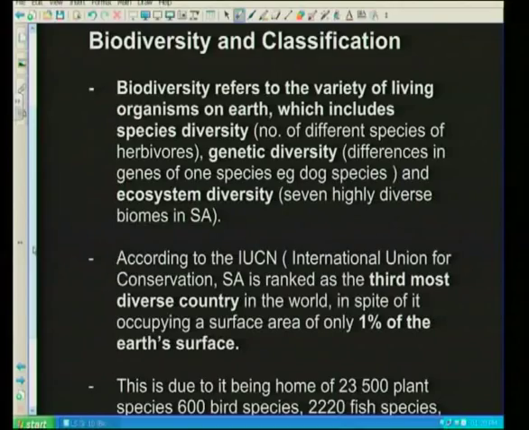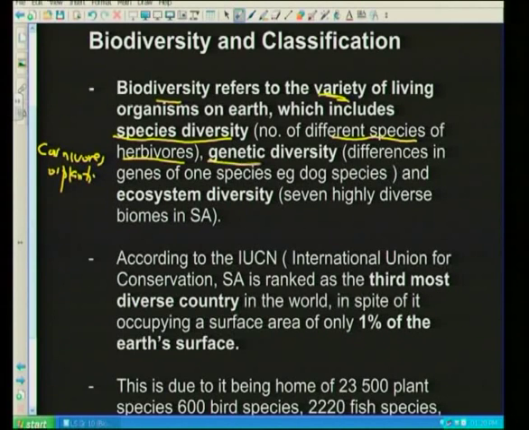Now let us look at the definitions of some of these key concepts. Biodiversity refers to the variety of living organisms on Earth, which includes the species diversity, which is made up of different species of herbivores or carnivores or plants.